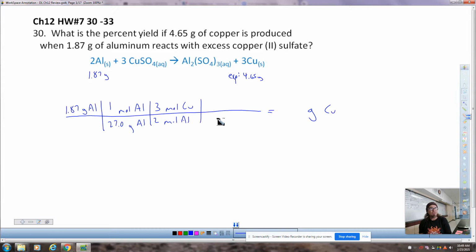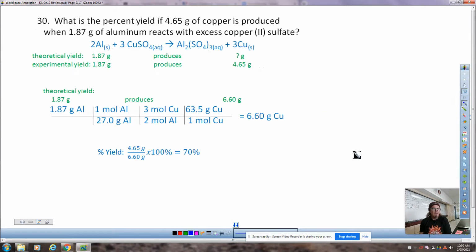And lastly, our last step is to get out of moles of copper and get into grams of copper. And periodic table tells us 63.5 grams of copper per mole. Now we use our calculator to find out what that is. Once we use our calculator, we get 6.60. So this is the theoretical yield.